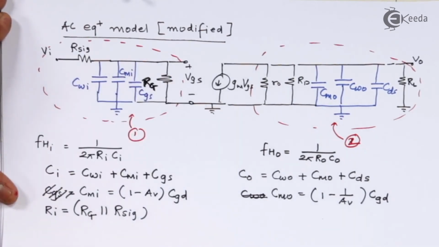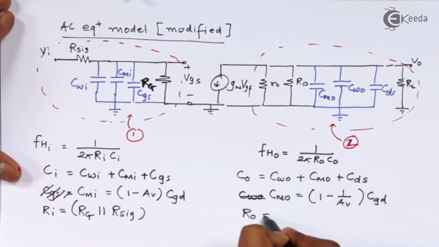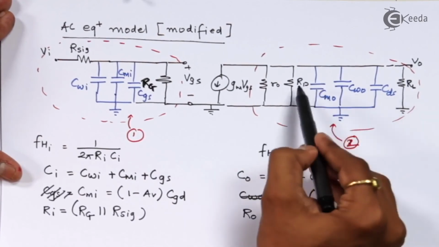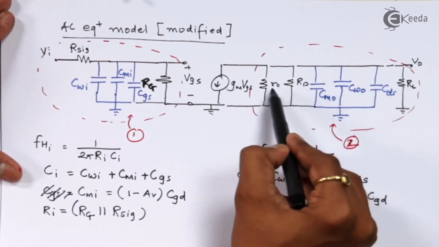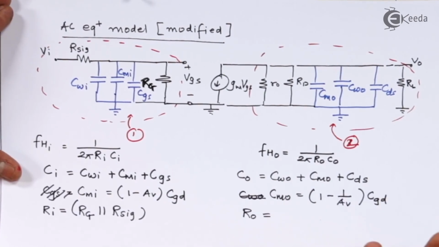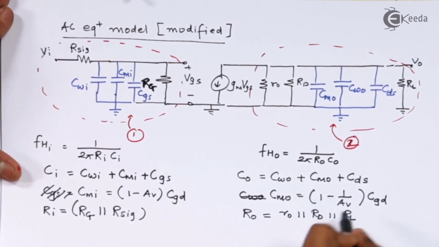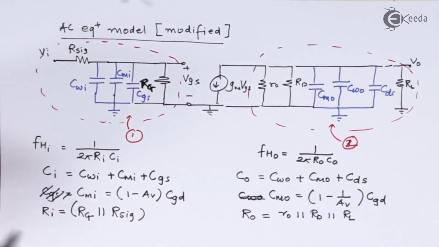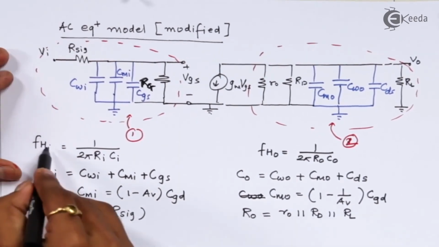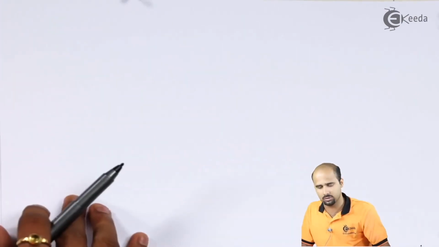So Rg in parallel with R signal is my input resistance as far as the high frequency response is concerned. For the output resistance, in this case at the output side, it is the parallel combination of Rd, small ro and Rl. If Rl is not given, don't take Rl. If Ro is not given, don't take Ro. Simple. So Ro in parallel with Rd in parallel with Rl.